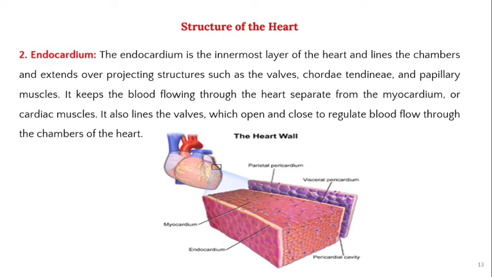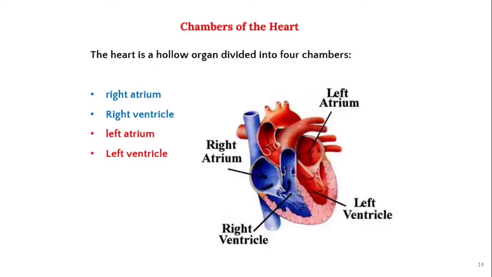So it is the innermost layer of the heart and lines the chambers and extends over projecting structures such as the valves, chordae tendineae, and papillary muscles. It keeps the blood flowing through the heart, separate from the myocardium or cardiac muscles. It also lines the valves which open and close to regulate blood flow through the chambers of the heart. So now let's go to the chambers of the heart.